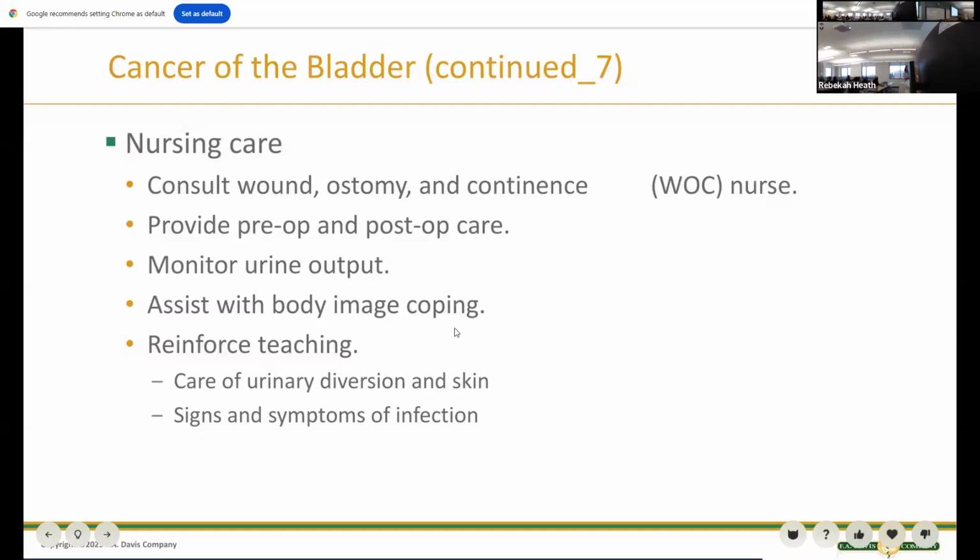We might want to talk to them about body image coping. I think one of our groups talked about support groups. This might be another thing where maybe try to connect people that have similar experiences, especially if they have the ileal conduit or things where it's just a different way of living. And we also want to teach them, especially if they have that pouch, how do they take care of their skin? How do they know what to look for if the skin is infected?